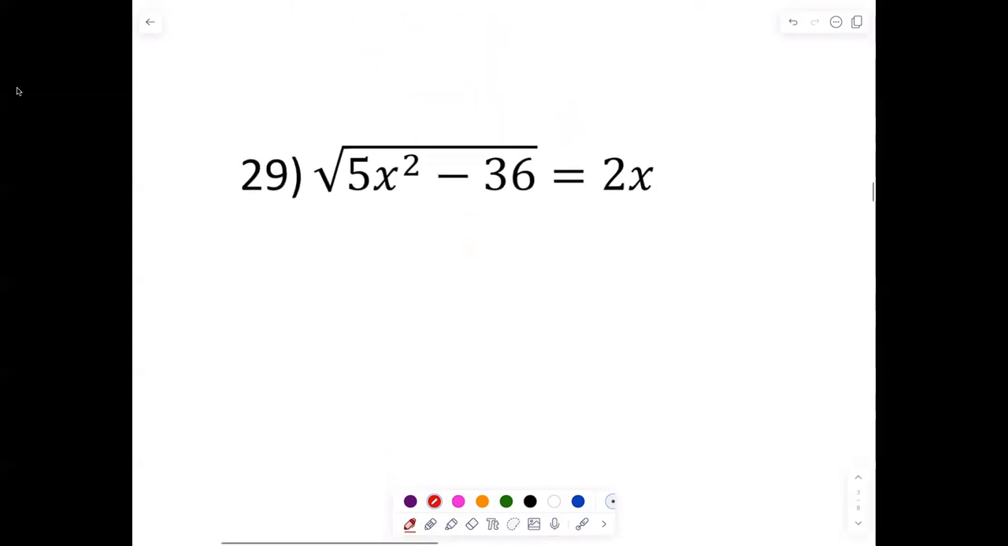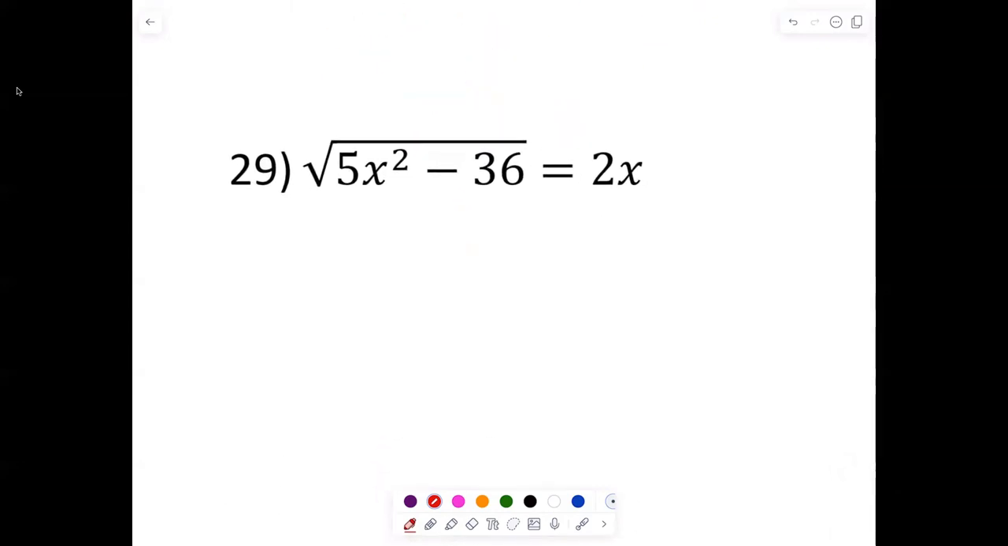All right, let's knock out 29. What do I have to do to both sides? Square. All right, come on now. Square and square root cancel each other out. So 5x squared minus 36 equals 4x. Somebody help him. Square 2x. 4x squared is correct. 4x squared.